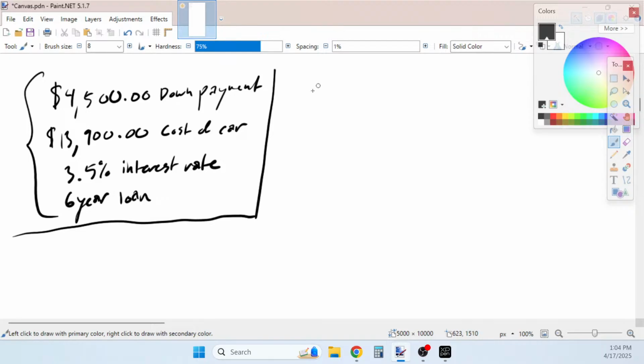Anyway, we want to figure out how much this car is going to cost in total. We're going to figure out how much interest we're going to pay on this loan, and the total amount paid on the loan. So our formula is that the amount you pay back on the loan is equal to the principal times 1 plus the rate over the number of compounding periods per year, raised to the number of compounding periods per year times the number of years. But for this loan, we're going to assume yearly compounding, which means that number is just 1.